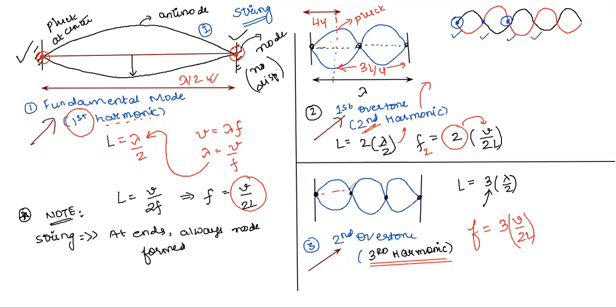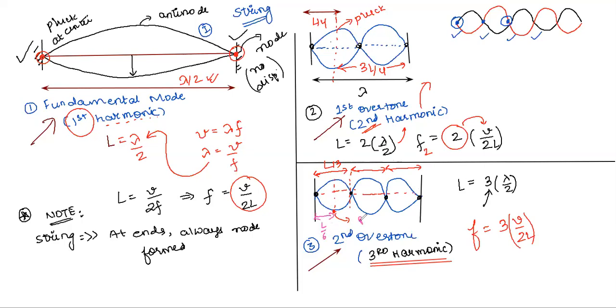Here what happens? See here. Now this is L by 3 distance, correct? See here, if the entire length is L, we have divided this into 3 equal parts. So each one is L by 3. Suppose now I pluck at this distance, which is L by 6, the center of L by 3. This distance is L by 6.